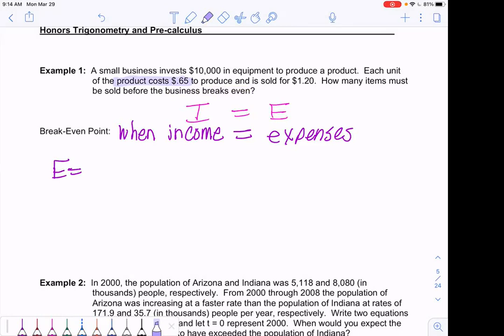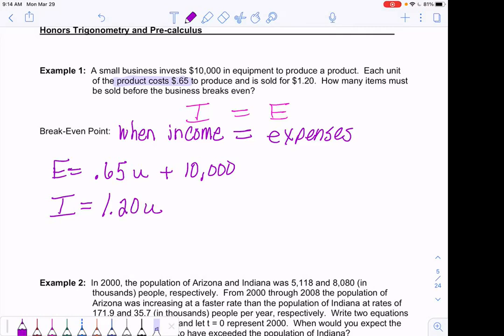So Peter, how would you write an equation to represent the expenses that we have for this company, business? Yeah, he said U for units. You can use X if you don't like using U. And then plus 10,000. So 65 cents each unit plus the $10,000 that you had to invest for the equipment that we had to buy. And then how are we earning money? Jeremy, how are we going to earn money? Yeah, $1.20 for each unit that we sell.